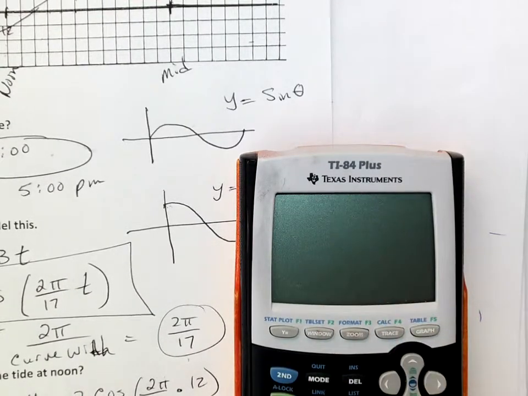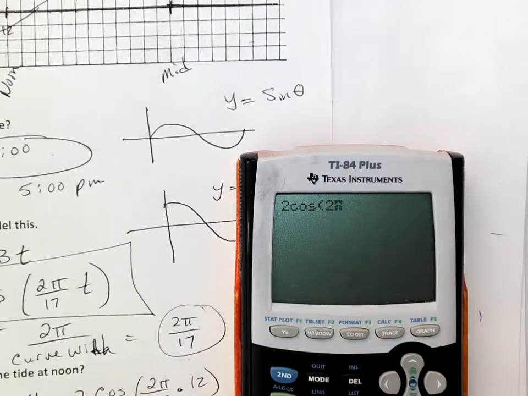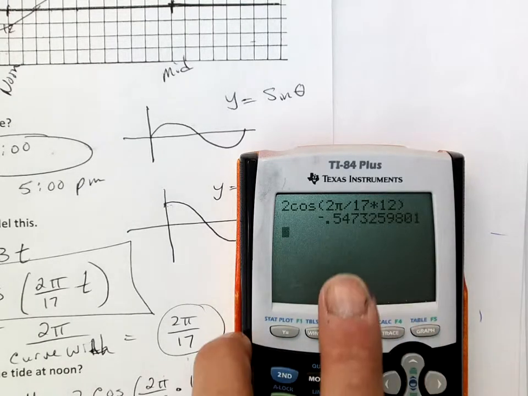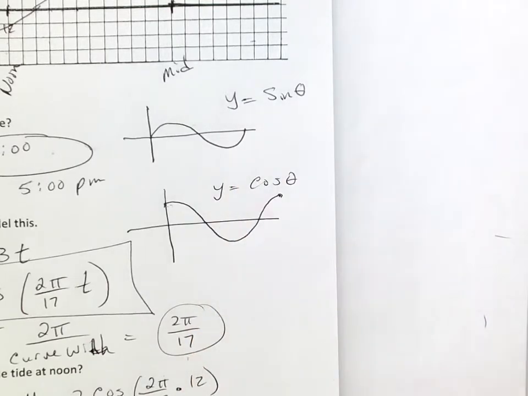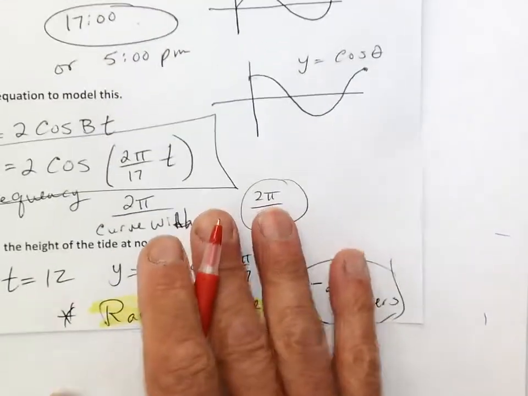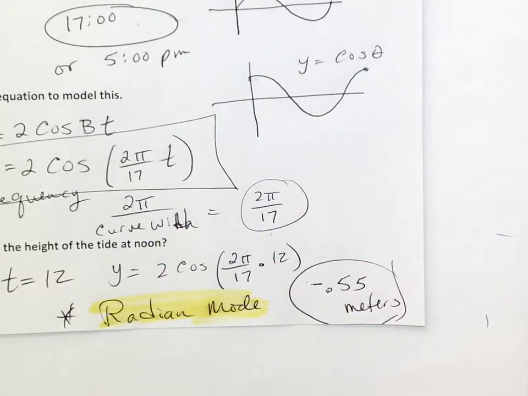And then I'm going to type in 2 cosine of 2 pi divided by 17 times 12. Let's see what I get. About -0.55, really, if I want to be pretty darn accurate. So the height of the tide would be about, my height would be about -0.55 meters. That's not that bad of a problem, is it? It's not that bad. You guys can do that?